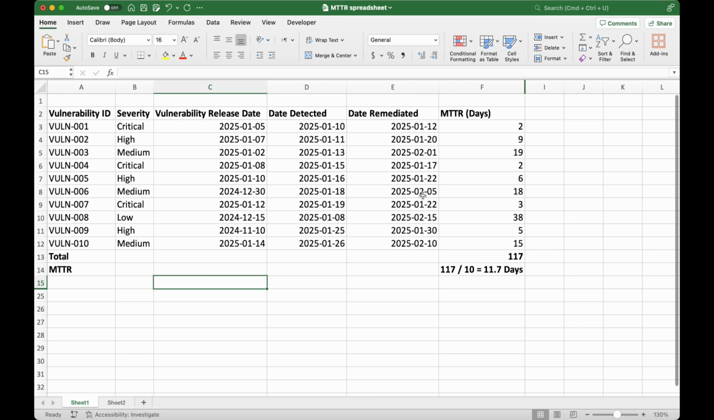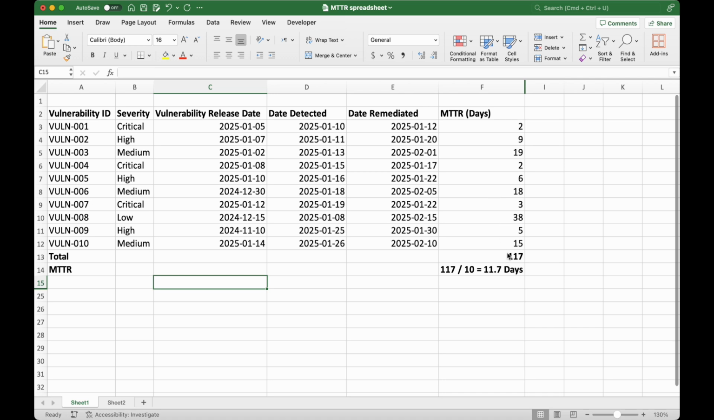And so what we can see here is this first one. What we do is we take the date it was remediated. We take away the date that it was detected. That'll leave us 2, from January 12th to January 10th. And you do the same thing down all of the different vulnerabilities. So you can see here the time to remediate for a single vulnerability is calculated just by taking the date it was remediated, subtracted by the date it was detected.